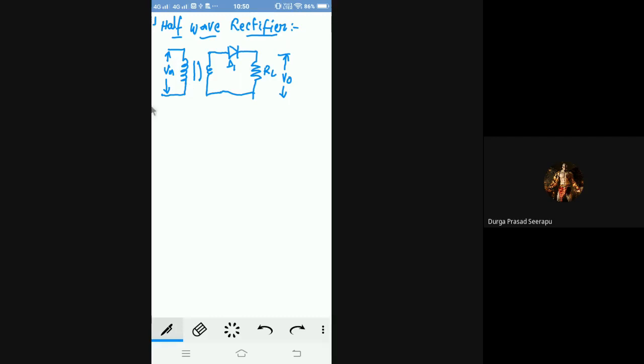So let us consider, what is the input voltage for the rectifier? 220. Yes, it is approximately 230 volts of AC signal. So here I am giving a 230 volts AC signal to the rectifier. Let us consider the amplitude of this signal is 230 volts. Now here it is a step down transformer.